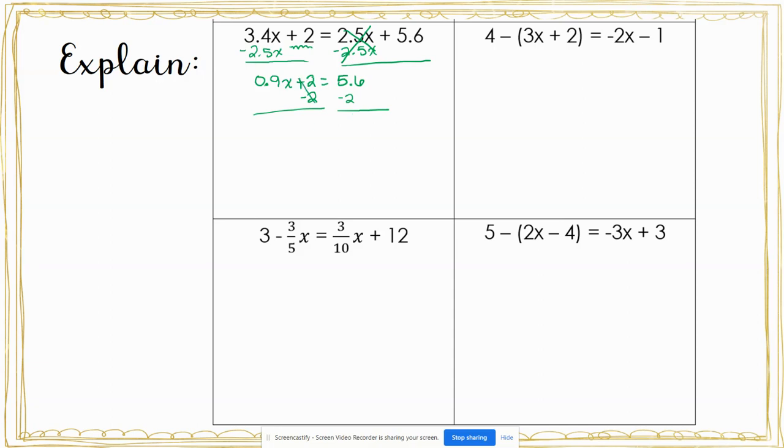Positive 2 minus 2 is 0, so those cancel to leave me with 0.9x. Then 5.6 minus 2 leaves me with 3.6. Now I'm just going to get rid of my 0.9 by dividing by 0.9 on both sides of this equation. These cancel to leave me with x equals, and 3.6 divided by 0.9 gives me 4. So my solution is x equals 4.